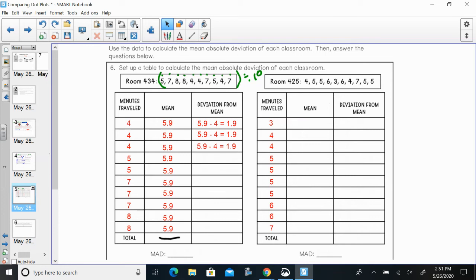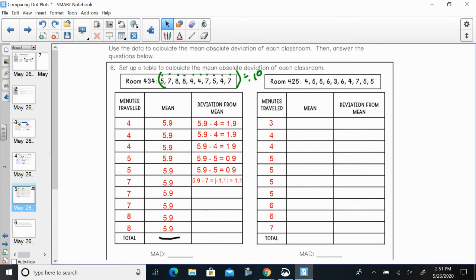If I take my mean again, 5.9, and take away 5, I get 0.9. And I've got 2 data points just like that. And then if I take my mean and subtract 5.7 from it, I actually get a negative number. But as we talked about before, mean absolute deviation means we're taking the absolute value of the deviation from the mean. Because distance, we're measuring distance here, and distance can't really be negative. So I'm taking the absolute value of that number in case it was a negative. In this case, it was.